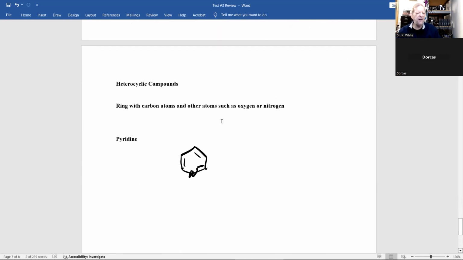Now, finally, I talked about heterocyclic compounds. And you should know, what is a heterocyclic compound? That's a compound, a ring with carbon and other atoms, such as oxygen and nitrogen. A heterocyclic compound, which makes up a good part of the organic compounds in our life, has a ring of carbon and other atoms, such as oxygen and nitrogen.